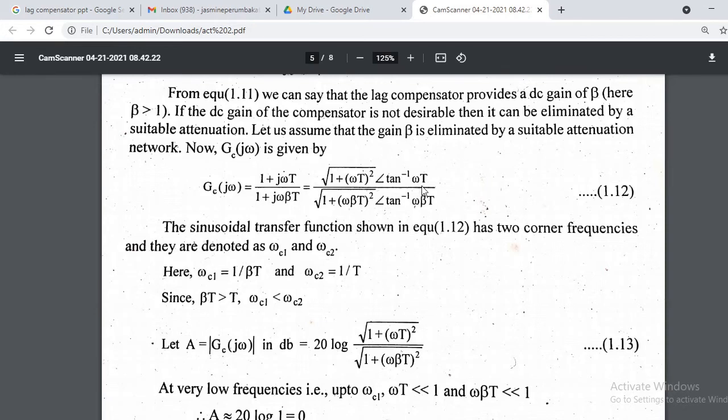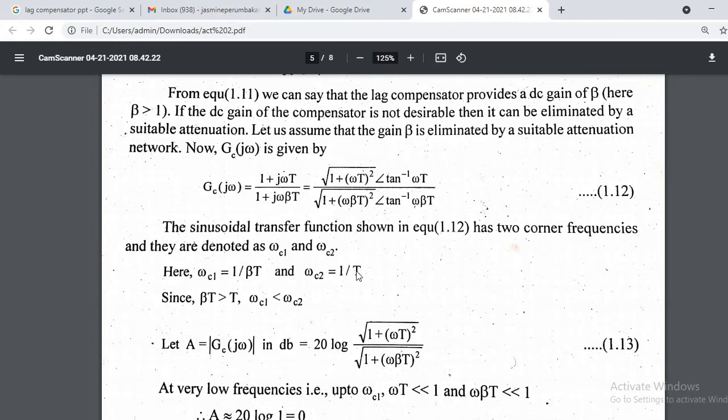So to draw the frequency responses, we are considering the corner frequencies. Here the corner frequencies are omega c1 and omega c2. If it is in 1 plus sT form, the corner frequency is 1 by T. And in 1 plus s beta T, the corner frequency is 1 by beta T. We know that beta is greater than 1. So 1 by beta T is less than 1 by T. So we are taking 1 by beta T as omega c1, that is the lower cutoff frequency, and omega c2 as 1 by T, the upper cutoff frequency.